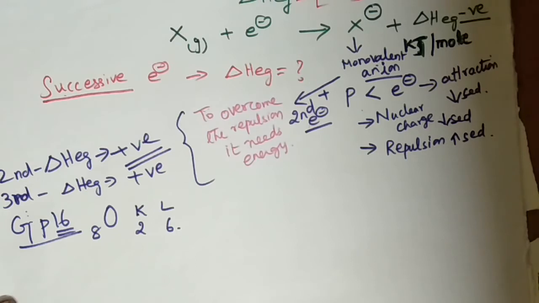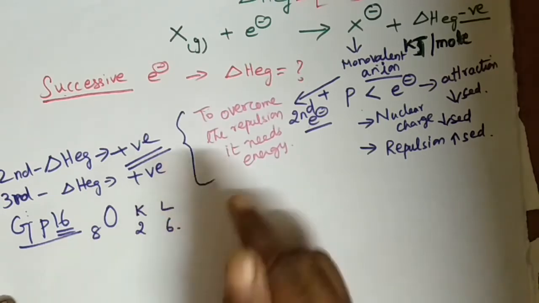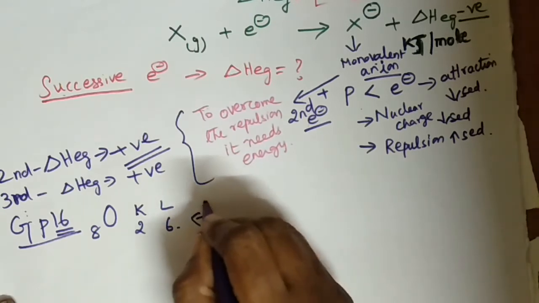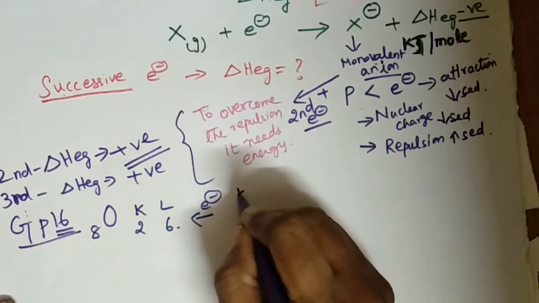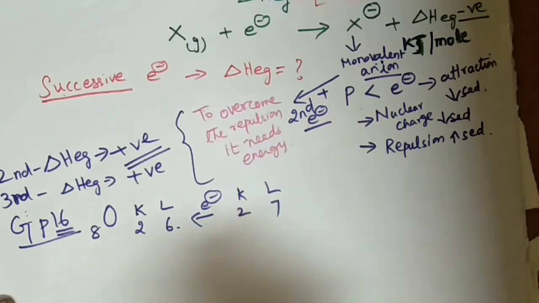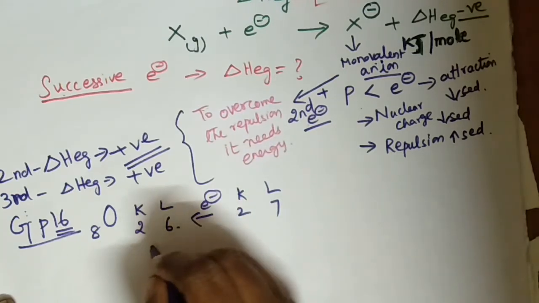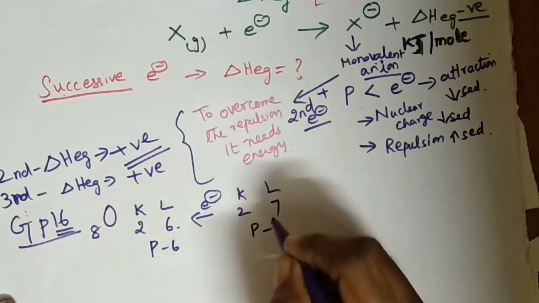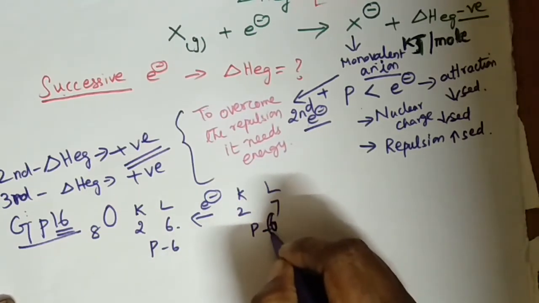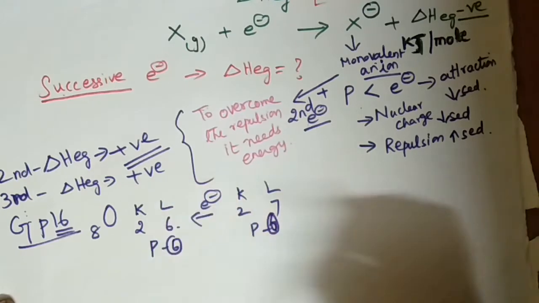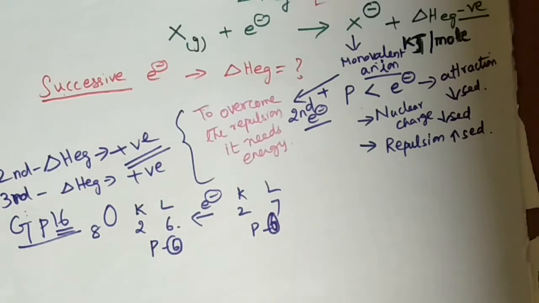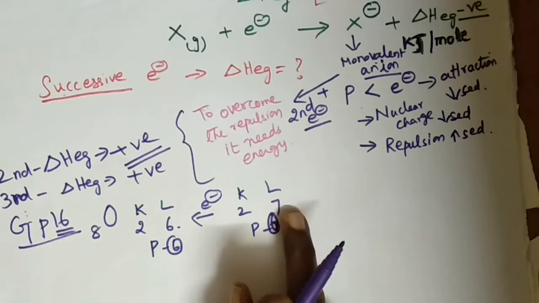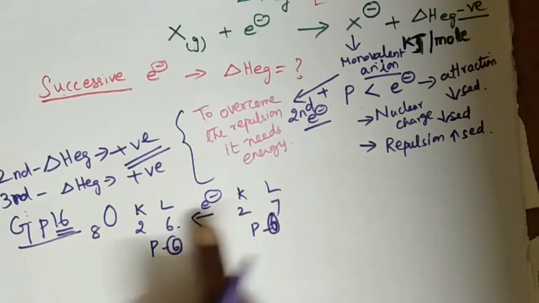Now, first of all, what it does is it takes 1 electron. When it takes 1 electron, that is, it gains 1 electron, what happens? K shell will have 2 and L shell will have 7. I'm sorry, the proton is always 6 only. There is no change in the proton, right? So the proton is here also 6 only. But what happened? The electrons become more because of the addition of 1 electron.